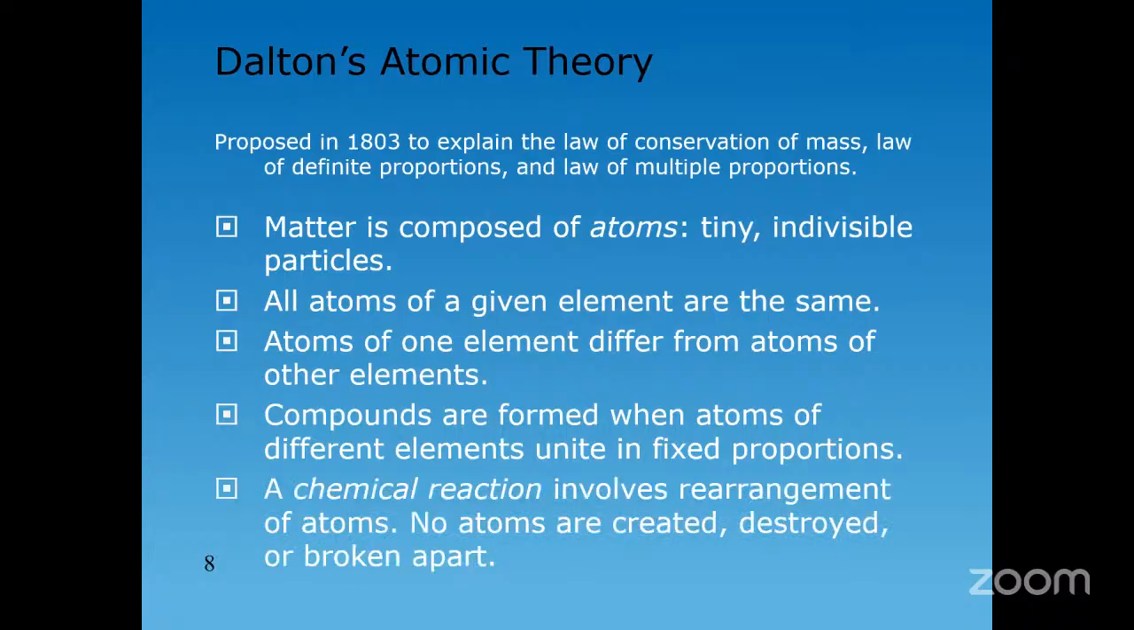And that explains why water, as I said before, has a fixed composition, all right? And then a chemical reaction involves a rearrangement of atoms. No atoms are created, destroyed, or broken apart. And this actually explains the first law that we looked at, the mass conservation law, right? If you remember, we said that the conservation of mass law says that matter is not created nor destroyed in a chemical reaction. And the reason why that is so is because at the fundamental particle level, the atoms themselves are not created nor destroyed, right? So basically, that's the reason why the mass is conserved in a chemical reaction.